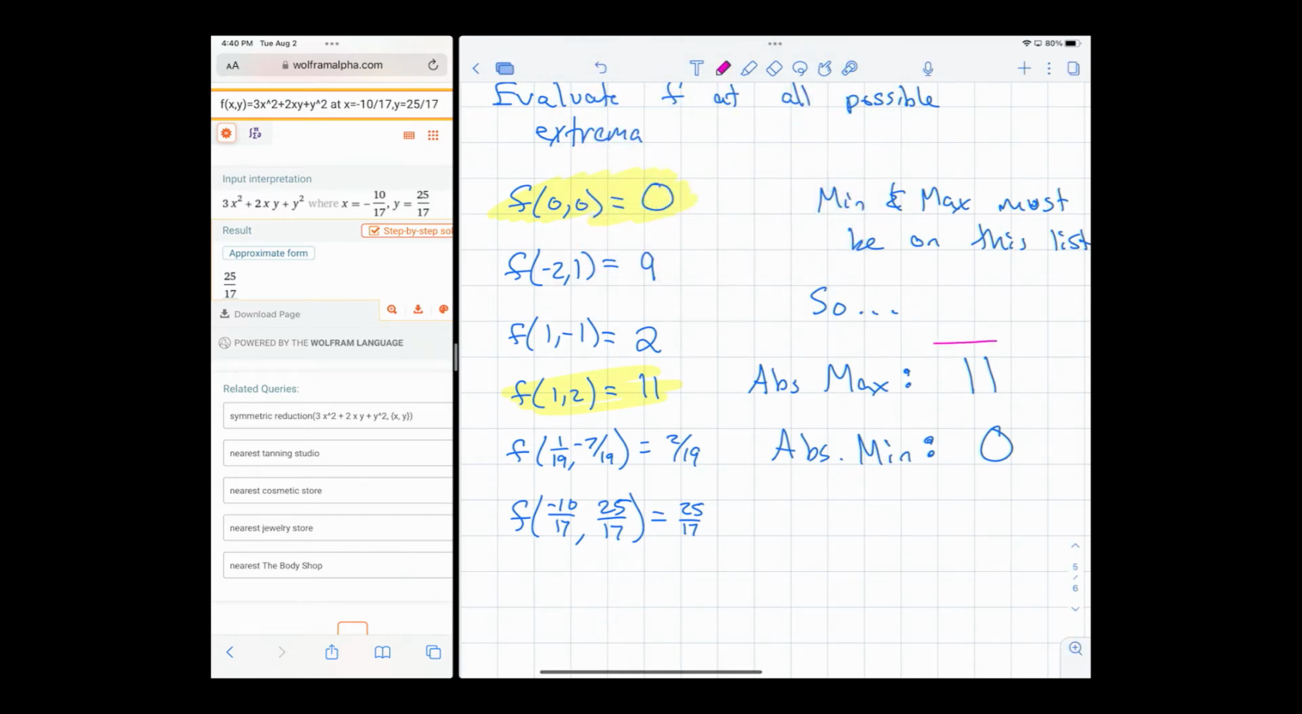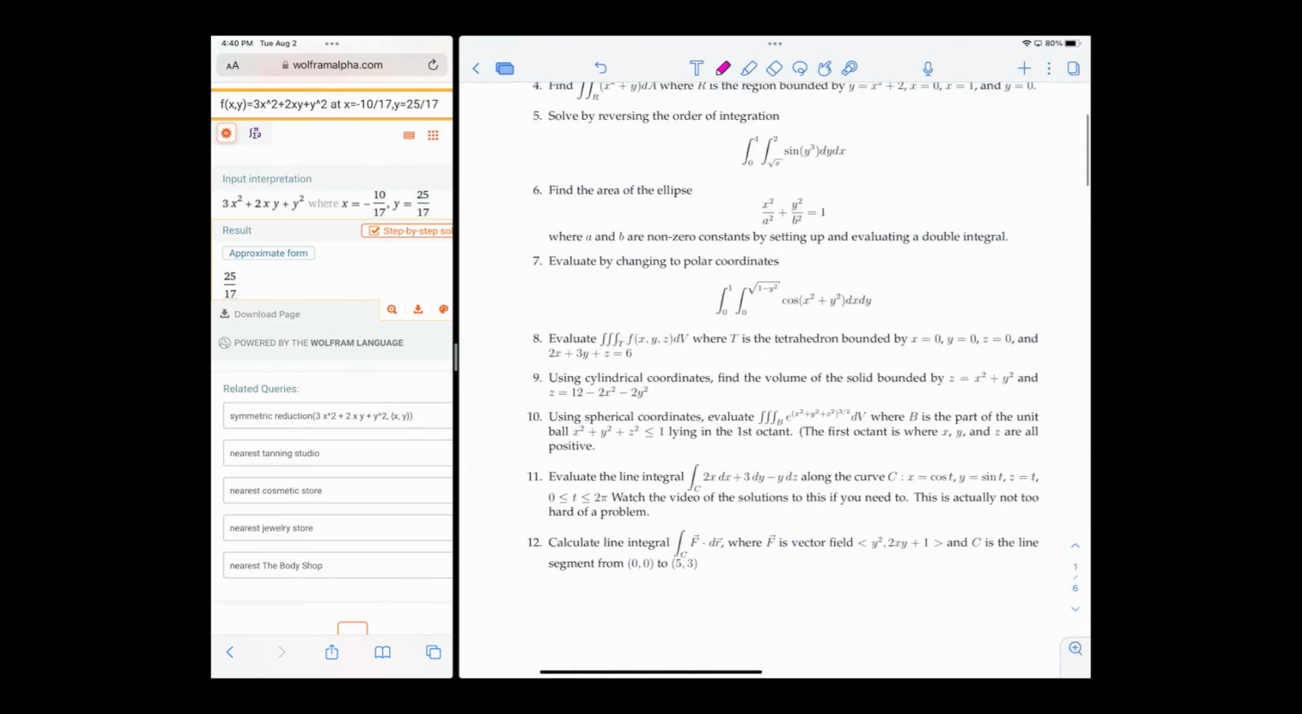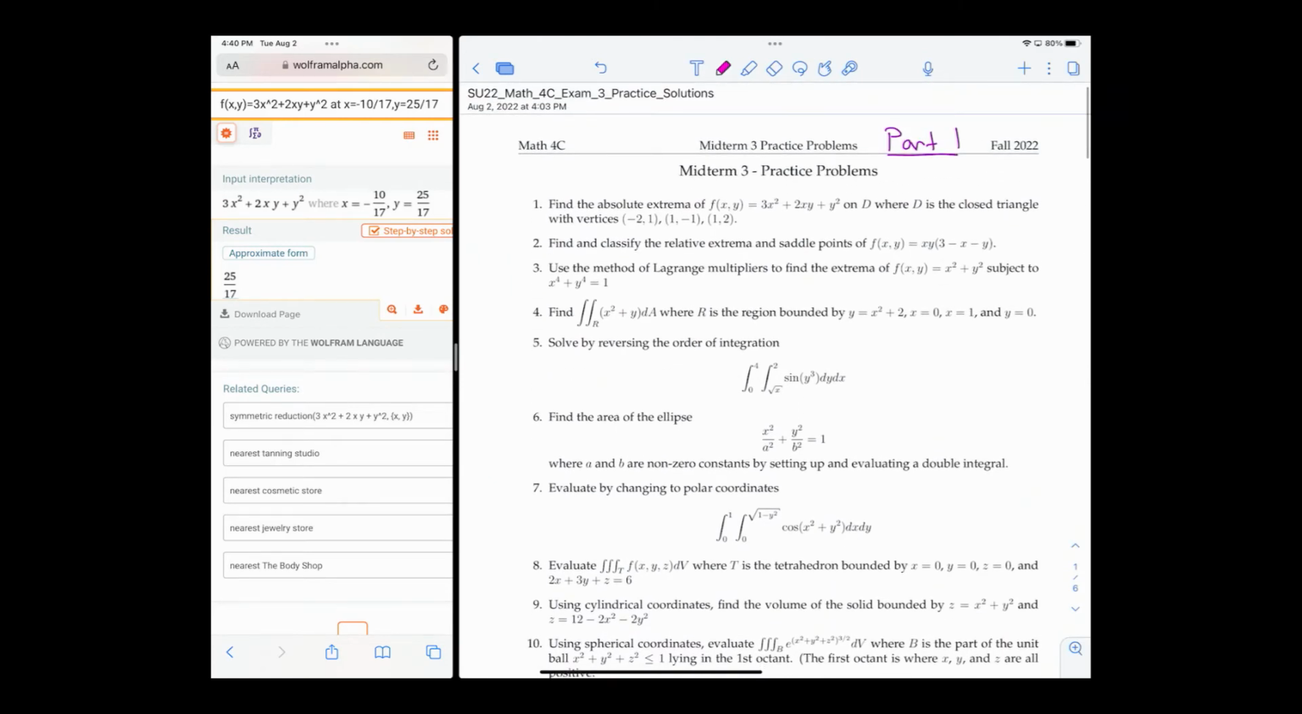Woo! So there we go. Now this is one of the longest problems on here. Just saying. So let's move on and do number 2 now.